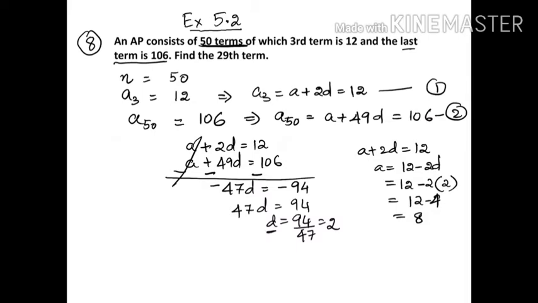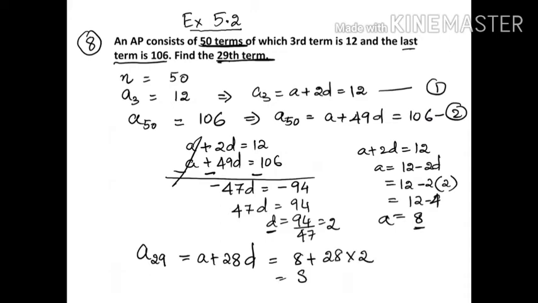Now that we have d and a, we can find out the 29th term of this AP, that is a29, which is equal to a + 28d. Substituting the values, 8 plus 28 times 2, which gives us 64. So the 29th term is 64.